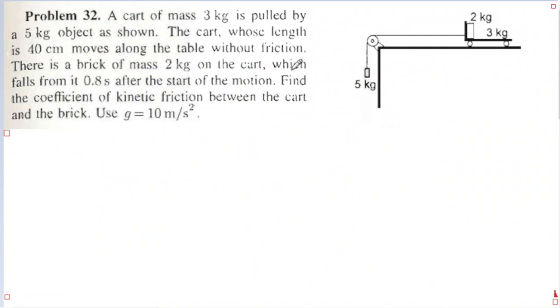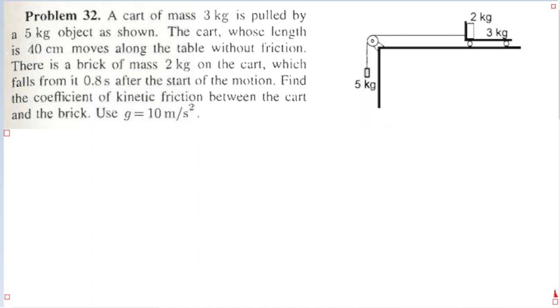a cart of mass 3 kg is pulled by a 5 kg object as shown. The cart, whose length is 40 centimeter, moves along the table without friction. There is a brick of mass 2 kg on the cart, which falls from it 0.8 second after the start of motion. Find the coefficient of kinetic friction between the cart and the brick. Use g equal to 10 meter per square second.